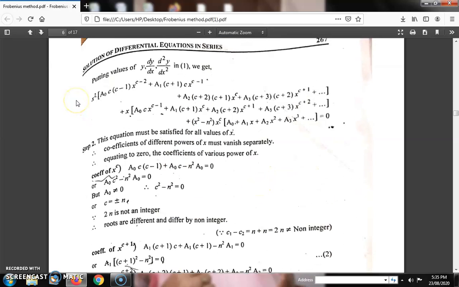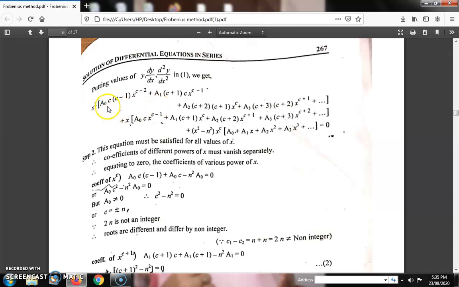Now you see what the least power coefficient is. Here x^c will be the least; there is no x^(c-1) here. So first you have to compare the coefficient of x^c. From this bracket it is a0 c(c-1), from this bracket it is a0 c, and from this bracket it is minus n^2 a0. You know how to compare the coefficients.